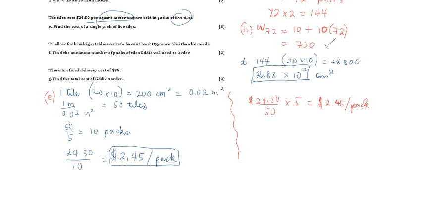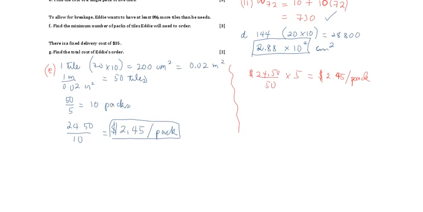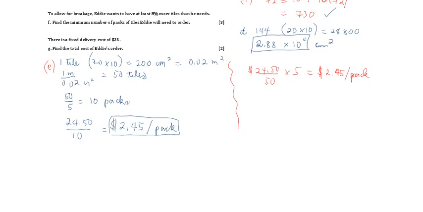Okay, so for letter F, to allow for breakage, Eddie wants to have at least 8% more tiles than he needs. Okay, we normally do this so you don't keep on coming back to the store. So you will be needing, for letter F, you need 144 tiles, but you do not buy them per tile, you buy them per pack of 5. So divide that by 5 and then multiply this.